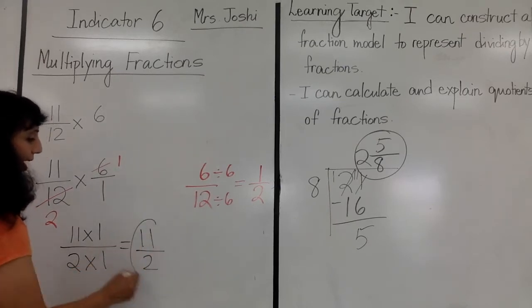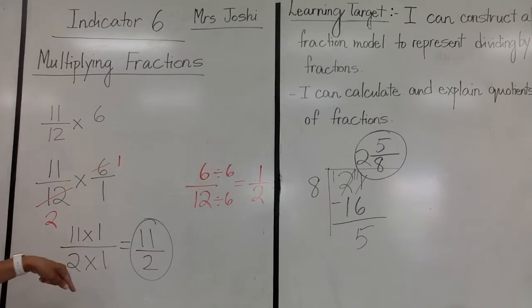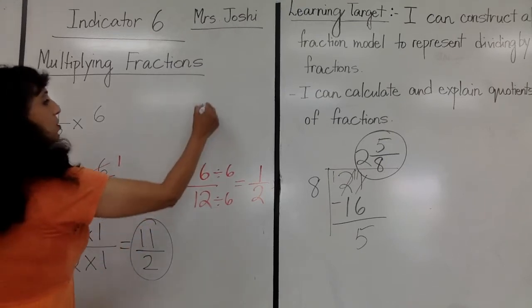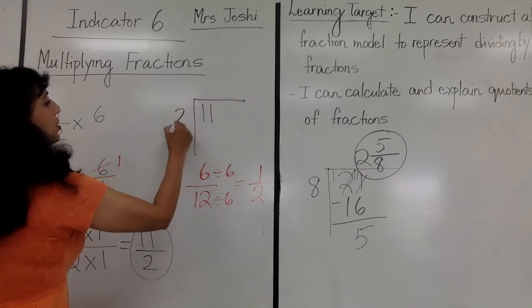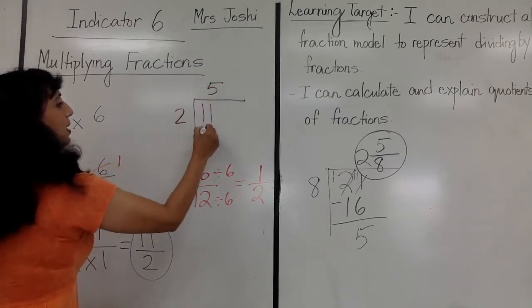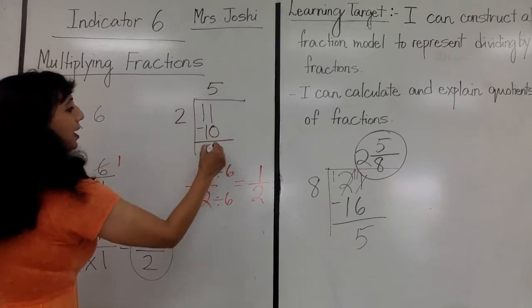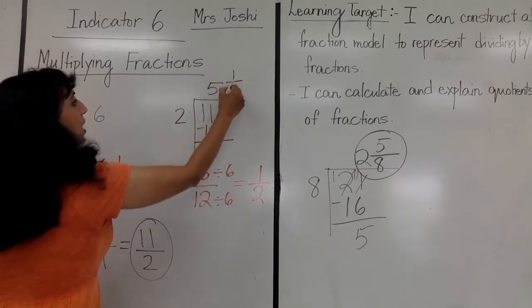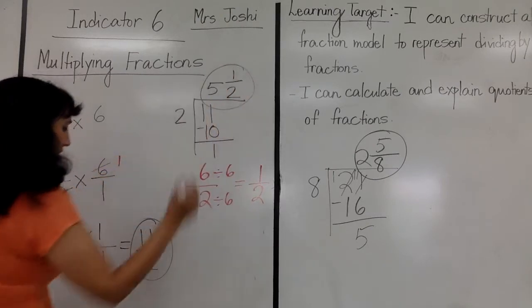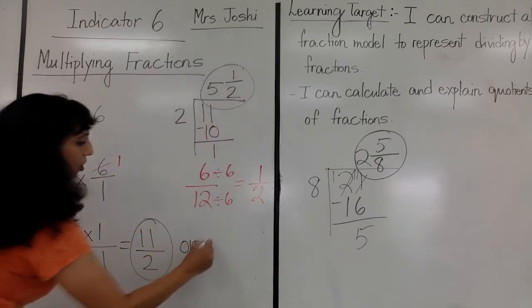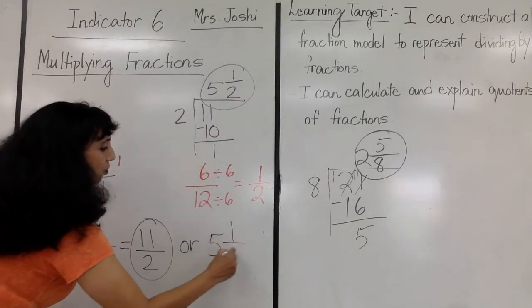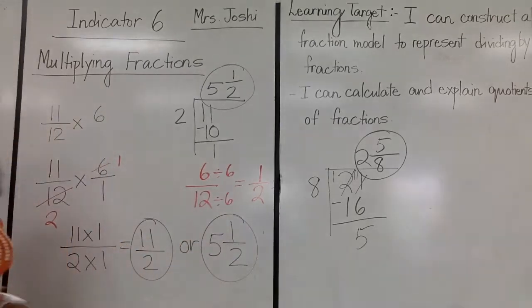You can leave this as an improper fraction because looking at that, I know that cannot be simplified further. Or I can convert this to a mixed number. So if I divide 11 by 2, I get 5 times 2 is 10. And I get a remainder of 1 which goes up, and my denominator is this. So you can write that, or you can write 5 and 1/2 and get your product.